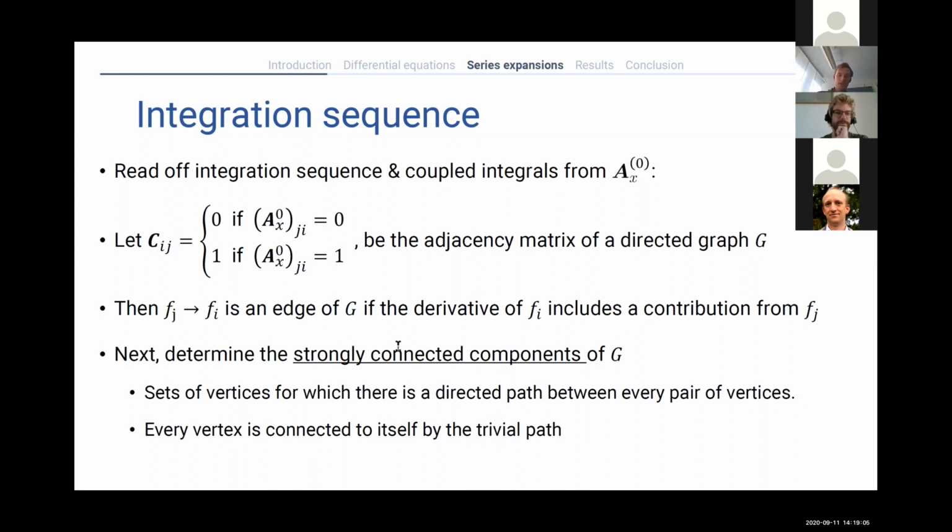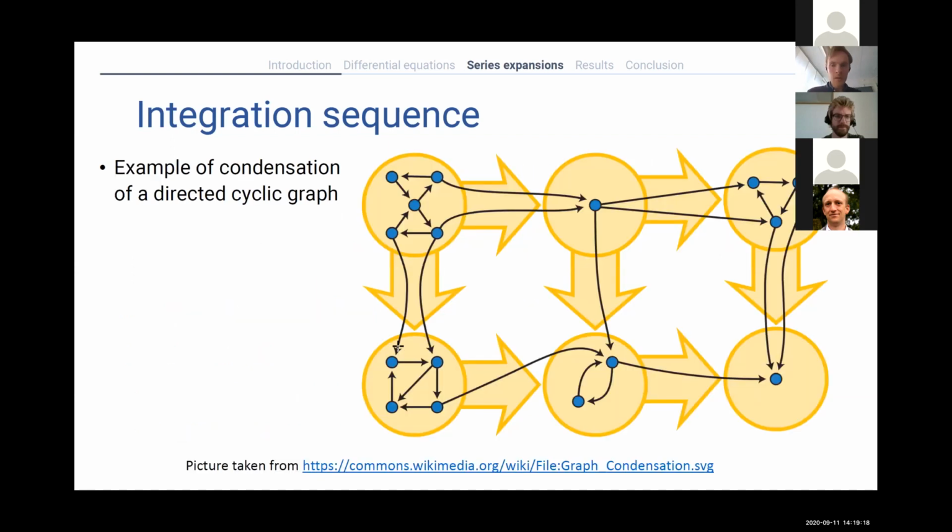And also in the conventions that I work with, every vertex is connected to itself by the trivial path, which means that an integral by itself would form a connected component as well. So to give that some visualization, I got this picture from Wikimedia. What it shows is you start with a directed cyclic graph. So there's cycles in it.